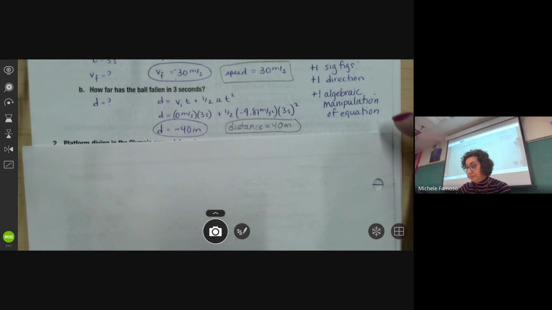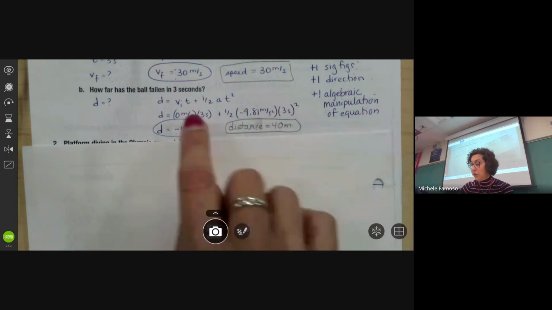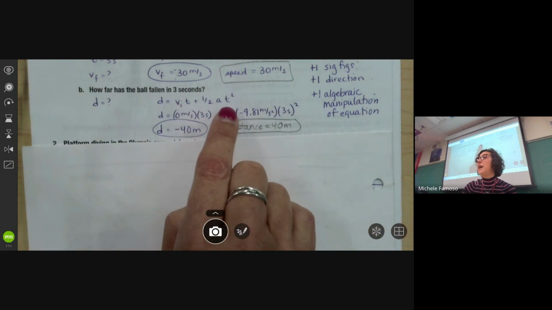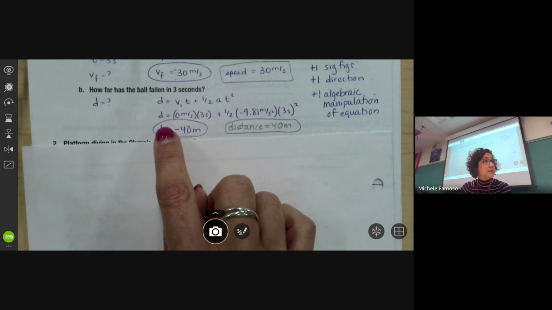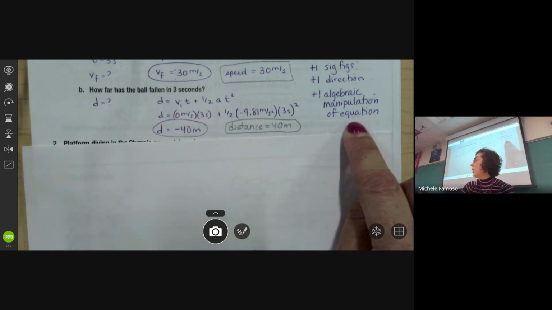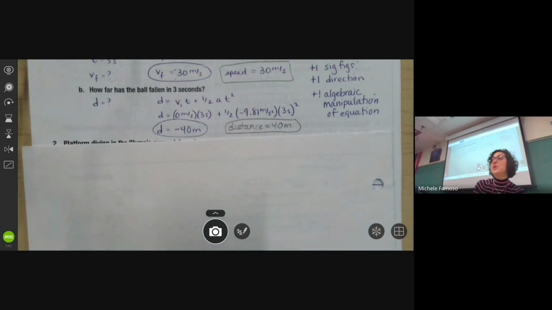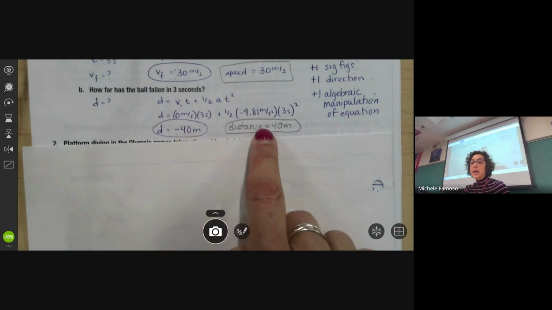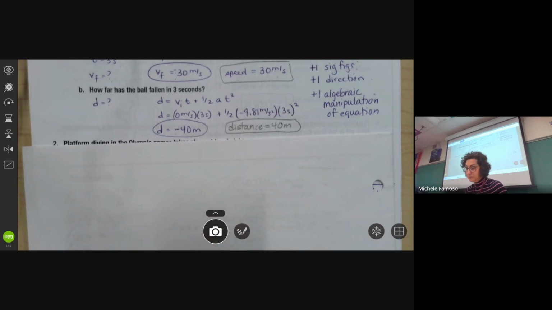By the way, if you have a problem where you have to do algebraic manipulation, so like if I use this equation and asked you to find the time instead of the distance fallen, you're going to get another point for correctly manipulating it. Okay, so you have to always start with the equation off the reference table, and then you get another point if it asked you for the algebraic manipulation done correctly. This is the displacement. That is the distance.